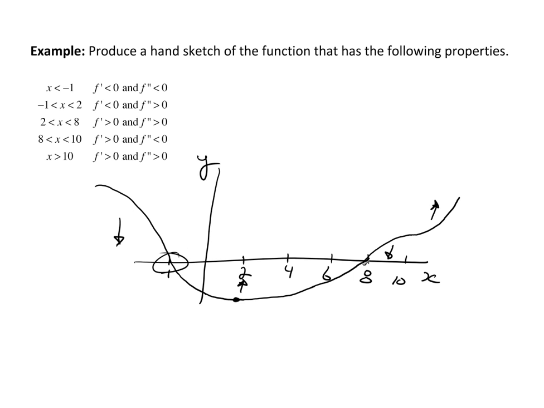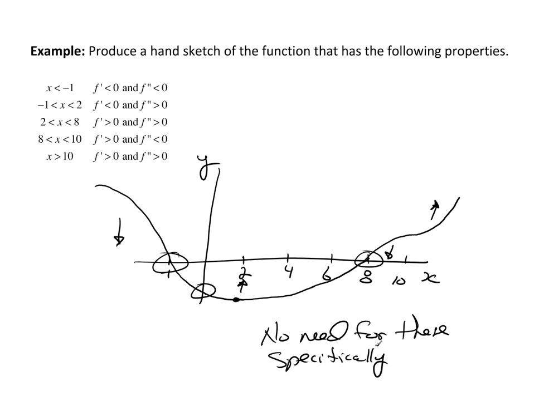Now, these intercepts here, there's no need for these specifically. I had no intercept information. I could just easily take this entire graph and shift it up. Doesn't matter where I shift it up or down. I know that I'm going to get this sort of a thing going on with the graph. I know exactly what's going on with the graph of this function.